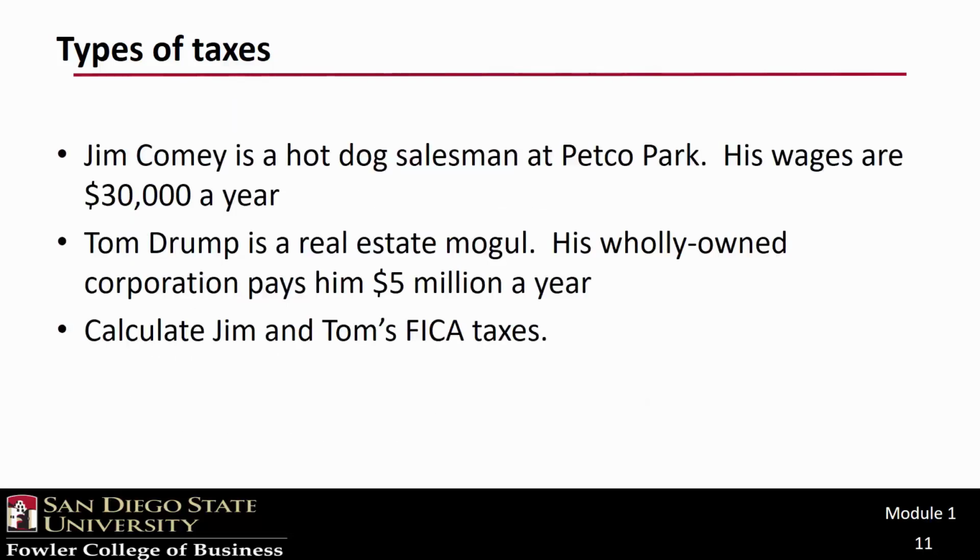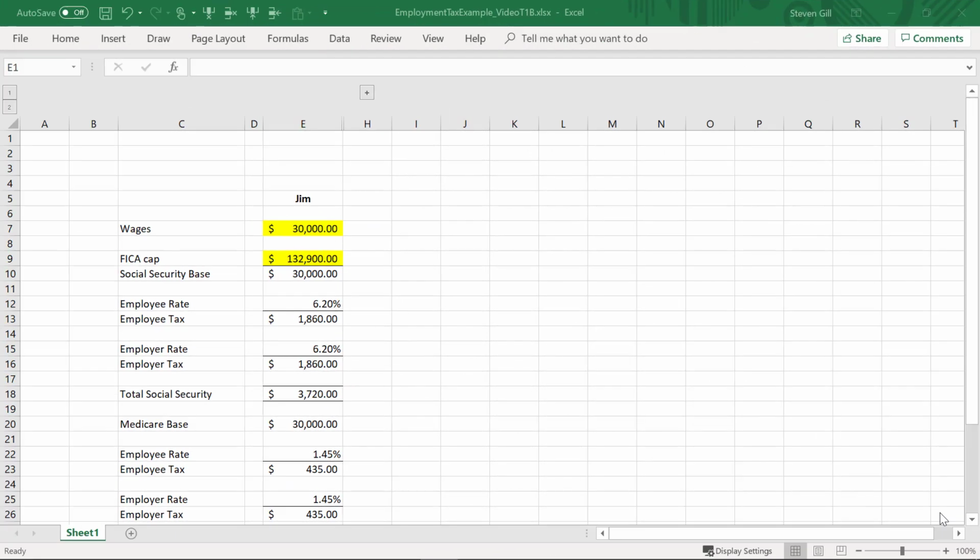Let's prepare an example of FICA taxes in Excel. Feel free to follow along. Jim has wages of $30,000 and Tom has wages of $5 million. What are their employment taxes? Probably the easiest way for me to show you the solution to the employment taxes is using Excel.